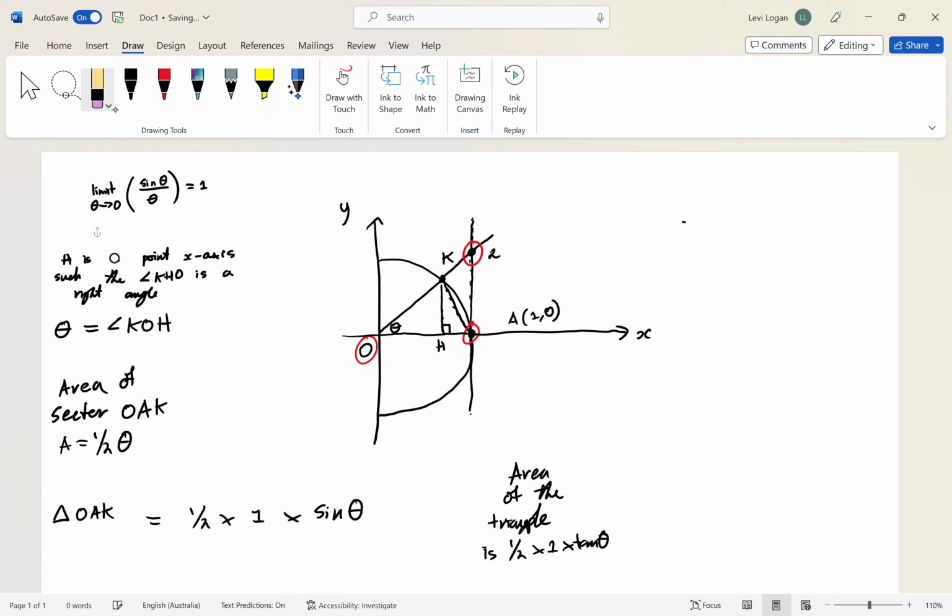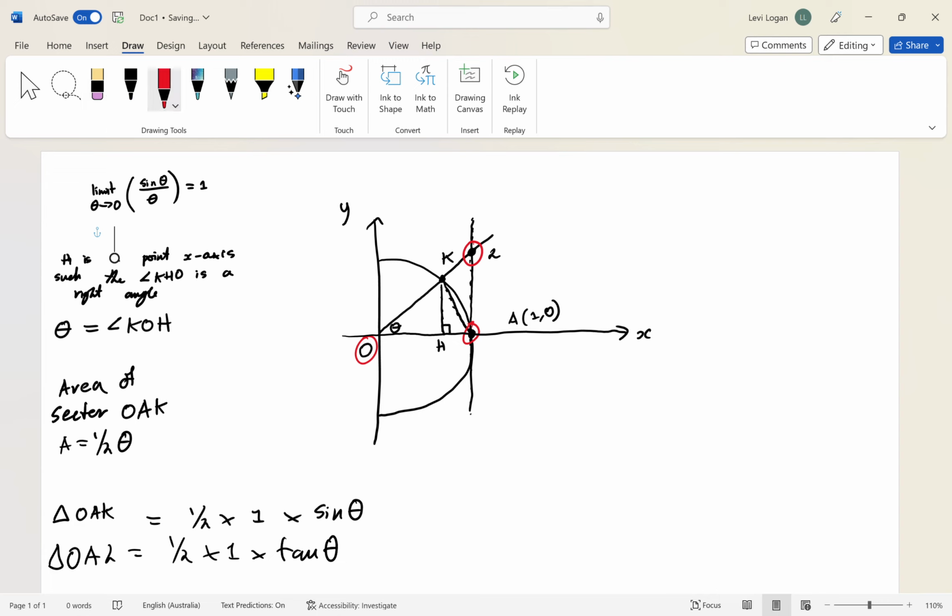And once that's all gone, we've got an expression for the area of the triangle. Which triangle was this? This is the triangle OAL, which is equal to 1/2 times 1 times tan theta. Now you're probably wondering, why did we need to set up all of these expressions for these triangles and areas of sectors to prove this inequality, this limit up here?